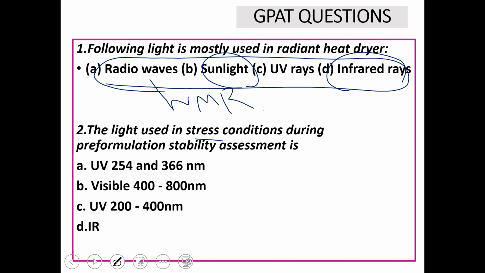The light used in stress conditions, which means during stability studies, especially to check compatibility in pre-formulations, is the UV range of 254 and 366 generally. I look forward to students giving your answers in the chat. I could not simultaneously see the chat, but I know sir is helping me. Since it's short of time, I'm not taking answers from you. Sorry for that. But you can work it out yourself at a convenient time.